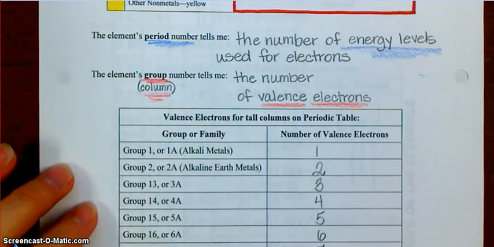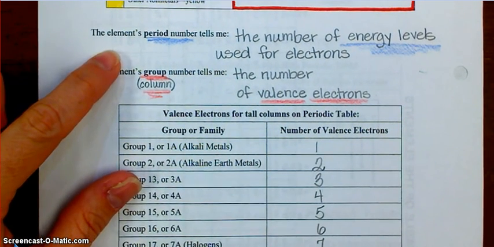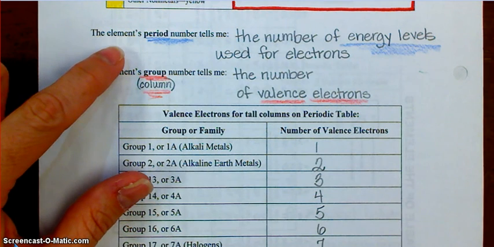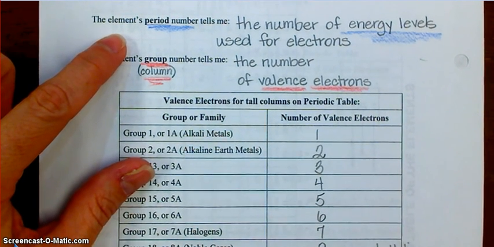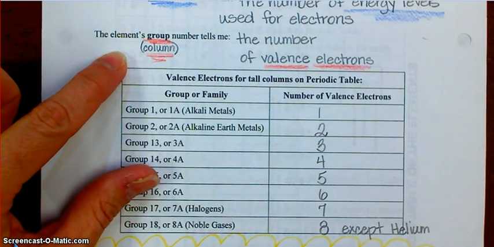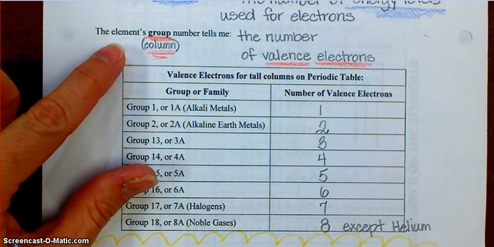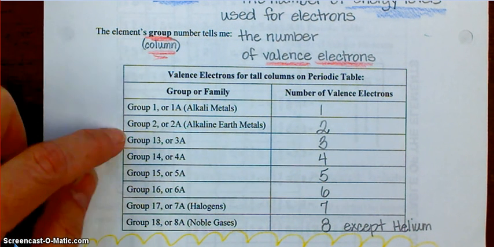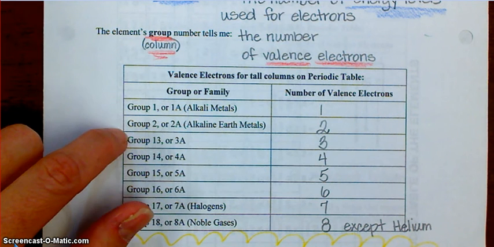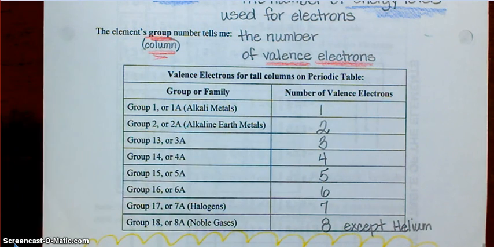Okay, so one more time, just in case I didn't go over with the mic on. The period number is going to tell me the number of energy levels or rings that we have to use to place all of our electrons. The element's group number is going to tell me the number of valence electrons. So for instance, everybody in group or column 1 has 1 valence electron. Everybody in group or column 2 has 2 valence electrons, etc. Do we worry about the short columns, the transition metals? No, because the rules for them are a little bit different, and you'll learn more about that in high school chemistry.